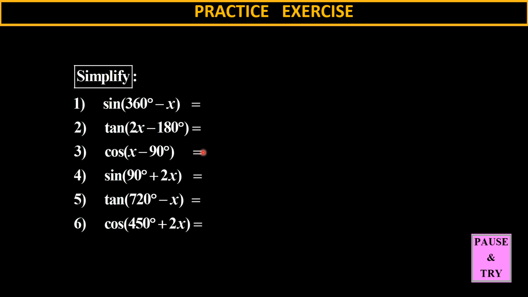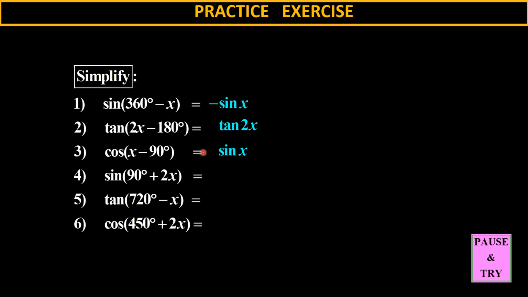Okay, let's look at the first one. Sine of 360 minus x gives me a negative answer, so the answer is going to be negative sine of x. Tan, you can make that x, 2x minus 180. So that will be positive tan of 2x. There's a 90 involved, so cos of x minus 90 is also a positive answer. So that answer there will be positive sine of x.